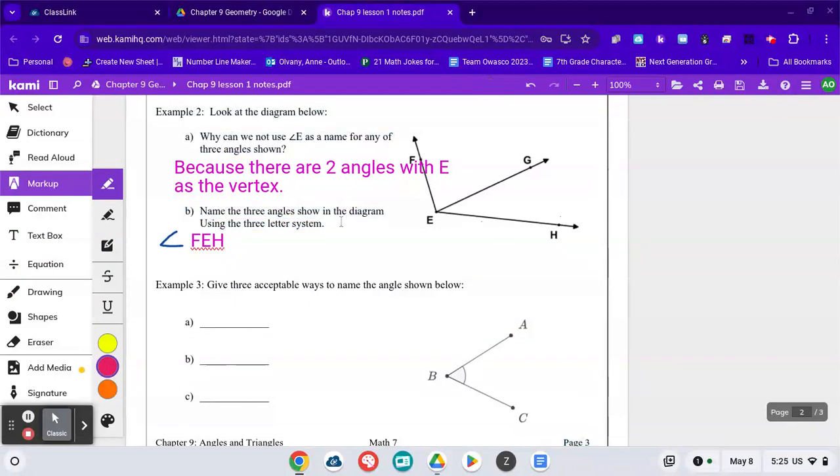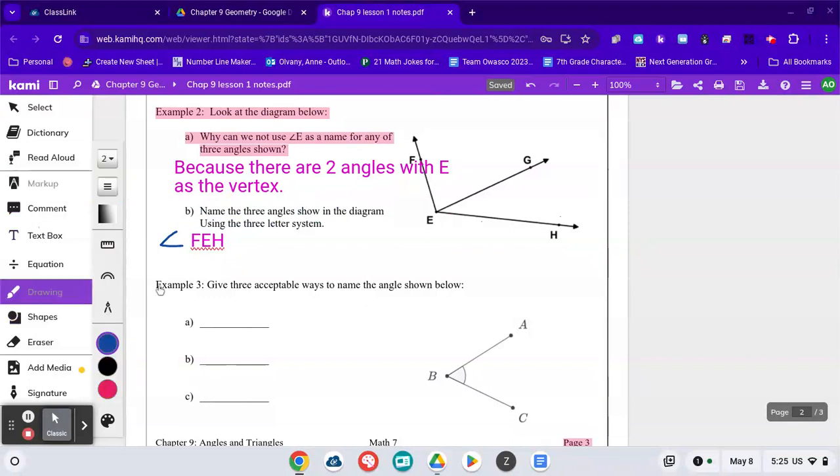Okay, for some reason I can't highlight that. Oh, that was weird. Never mind. I'll just go to here.